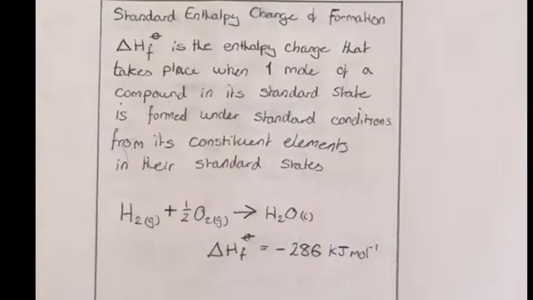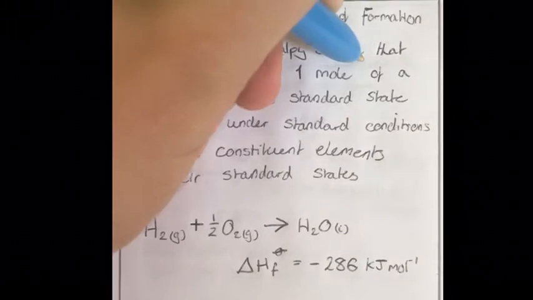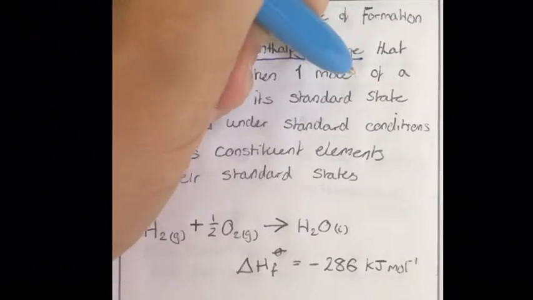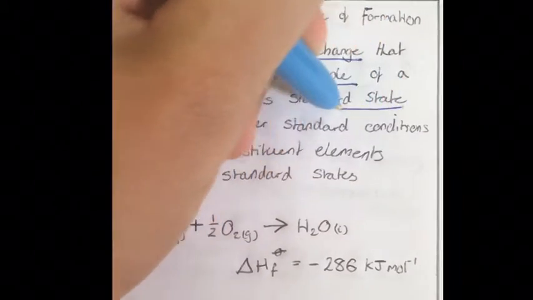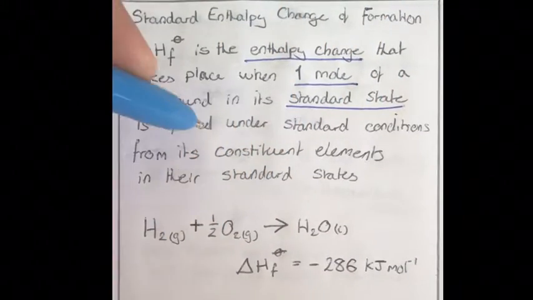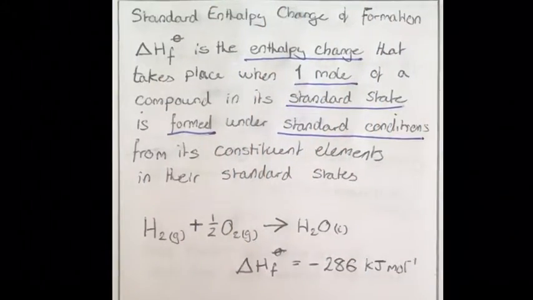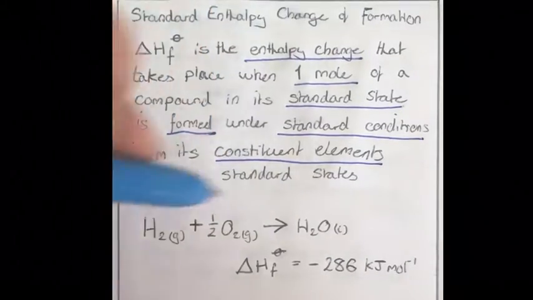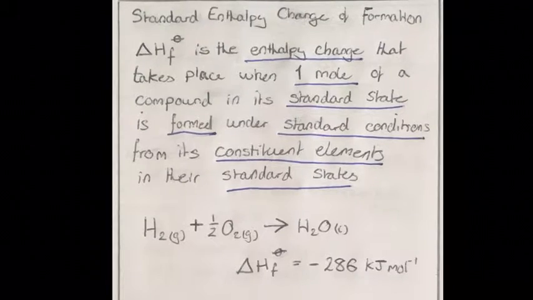The final standard enthalpy change we'll look at for today is the standard enthalpy change of formation. This is the enthalpy change that takes place when 1 mole of a product is formed in its standard state under standard conditions from its constituent elements, which are also in their standard states. By definition, the standard enthalpy change of formation of an element in its standard state is 0, as it's already in the required form and takes no energy to get there.